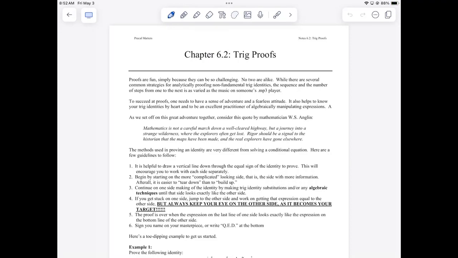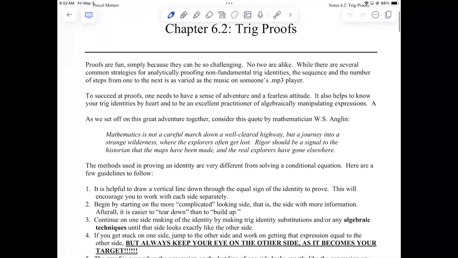Okay? So I know you read this yesterday, but here's the quote that I like to compare trig proofs to. It's from W.S. England, and it says, mathematics, or for this case, you could put trig proofs, it's not a careful march down a well-cleared highway, but rather it's a journey into a strange wilderness where the explorers often get lost, right? Rigor should be a signal to the historian that the maps have been made and the real explorers have gone elsewhere. You're going to be real explorers. We're going to have to, with our mathematical machetes, create our own path through some sticky things, okay?